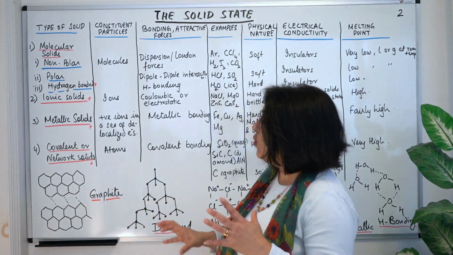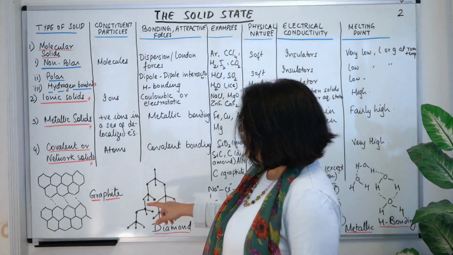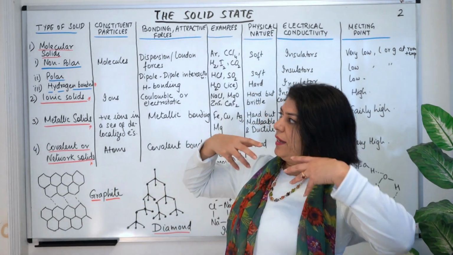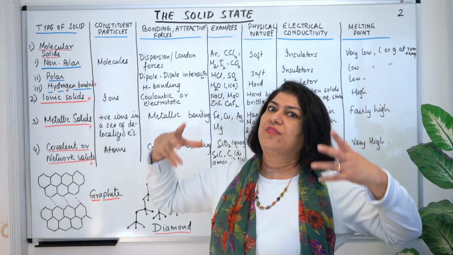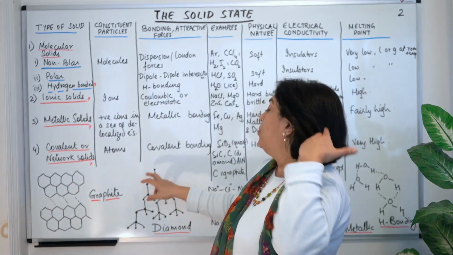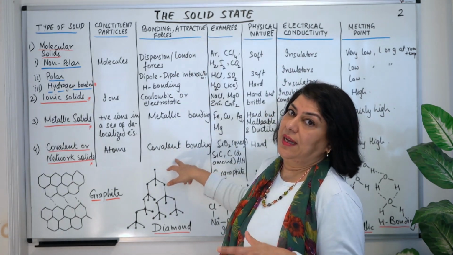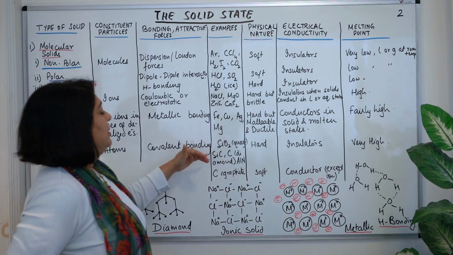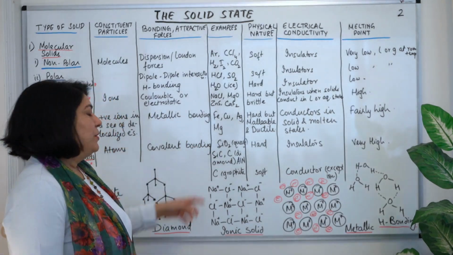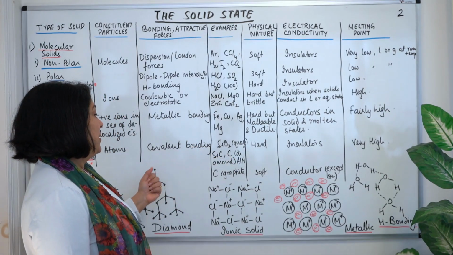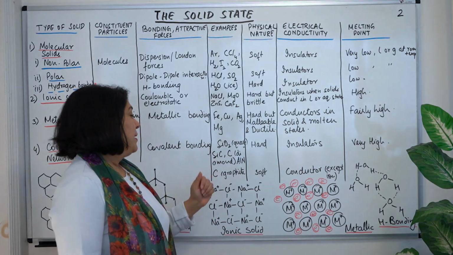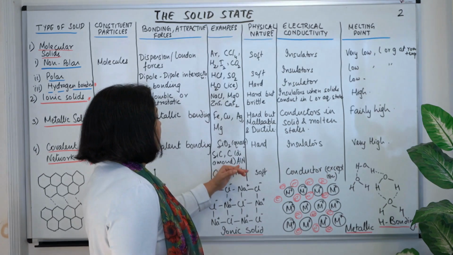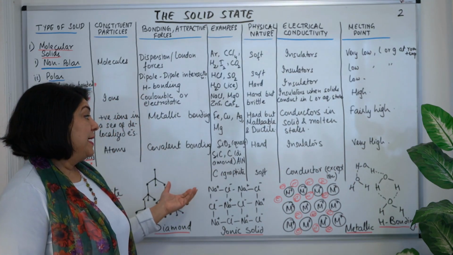Now, what are these covalent or network solids like? What are the constituent particles? Actually, they are only atoms, held by large networks of covalent bonds. So what is the kind of bonding they have? They have covalent bonding. And what are the examples? Silicon dioxide, which is quartz, is an example of such a network solid. Silicon carbide, carbon in the form of diamond and graphite, and aluminum nitride are also examples.